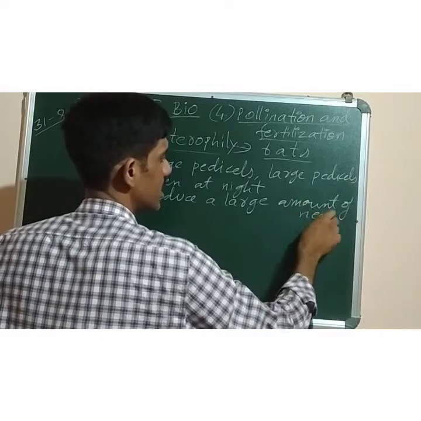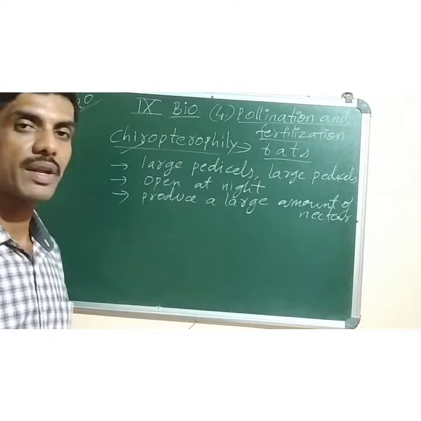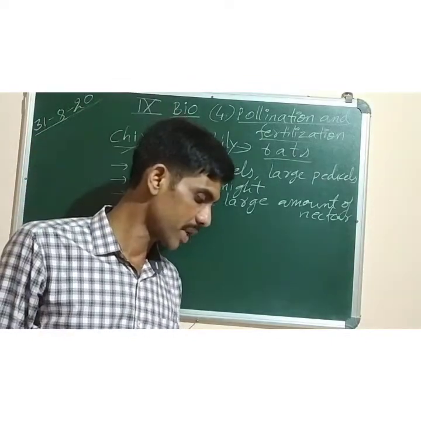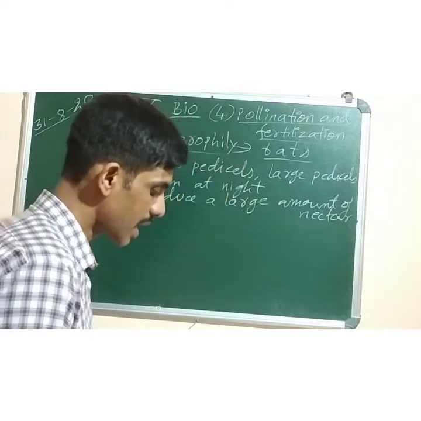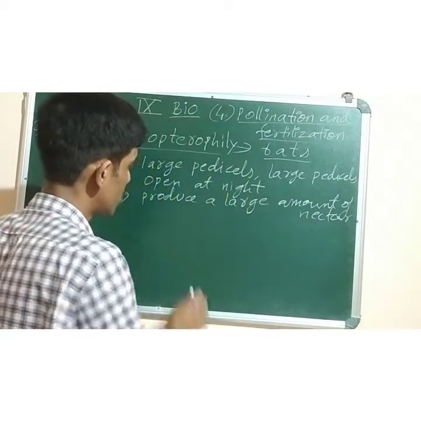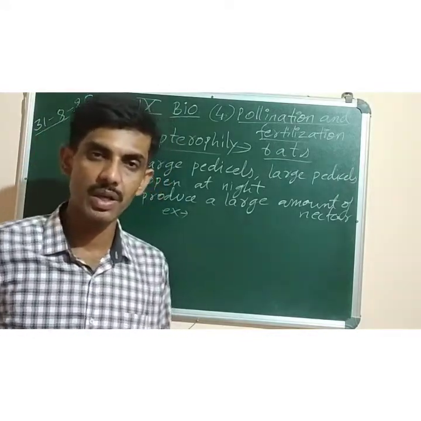So these are the three characteristics of bat pollinated flowers, which are also called chiropterophilous. And examples are Kigelia africana and Anthocephalus. Two examples are there, so you can learn both the examples' names. It is there in your book also.